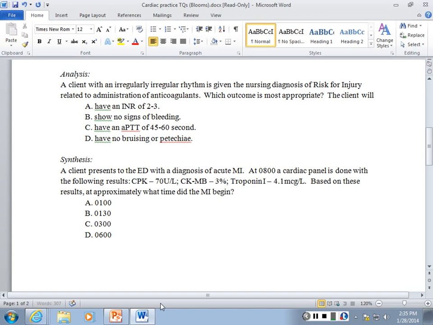All right. So therefore, how do we know? So therefore, if you have an outcome, what is the outcome? It should be directly opposite of your diagnosis. So which of these tells us that our patient has not received injury? B and D look a lot alike, right? Which one is better? D. Because B is what? Not measurable.